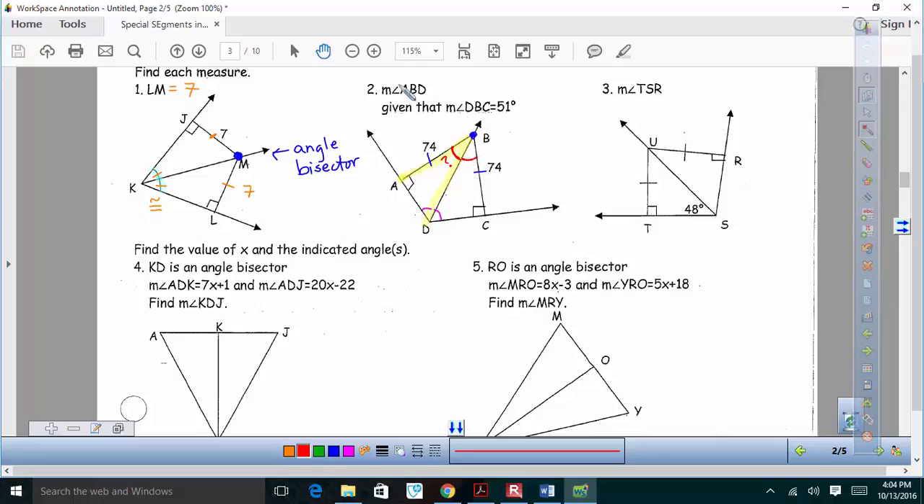Okay, so it tells me that DBC right here is 51 degrees. So if this is an angle bisector, that means that my angles are going to be congruent, and so ABD would also be 51 degrees.